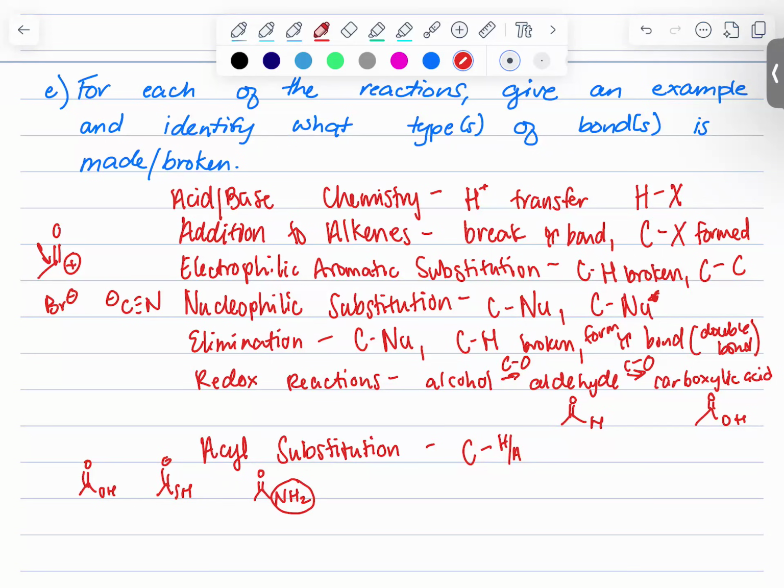So if we're breaking this carbon-heteroatom bond, and it's a substitution reaction, so we're just substituting, what kind of bond will we then make? Yes. We'll form a bond between carbon and a new heteroatom.